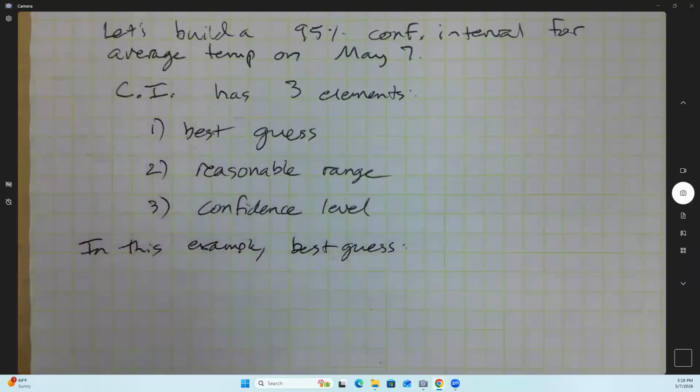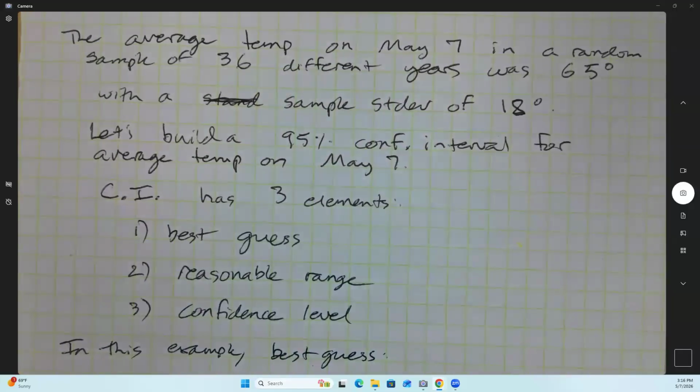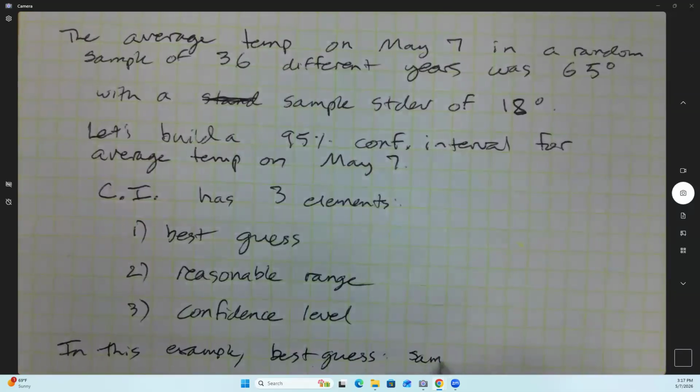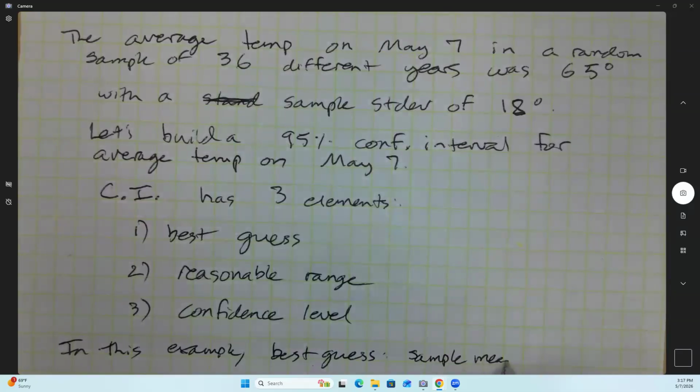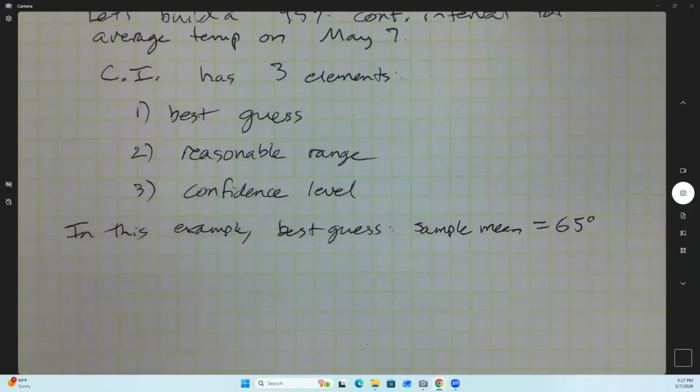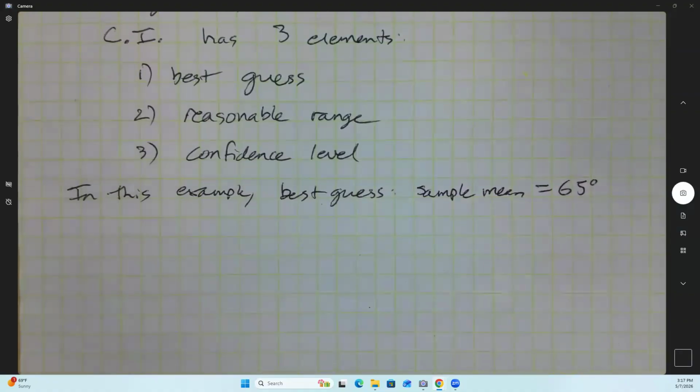In this example, what is our best guess? 65 degrees because it was our sample mean. Your best guess is always your sample mean. For the reasonable range, we have to do a little more work.